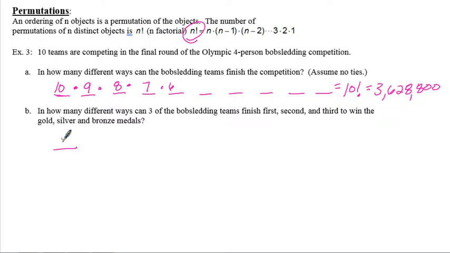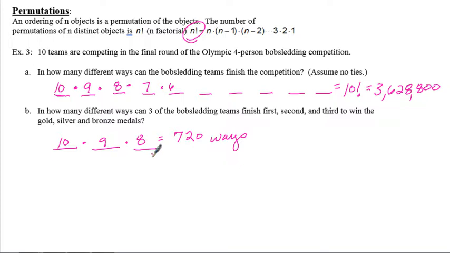So in first place we had 10 options, in second place we had 9, and in third place we had 8. So there are 720 different ways we could get gold, silver, and bronze medalists in this race.